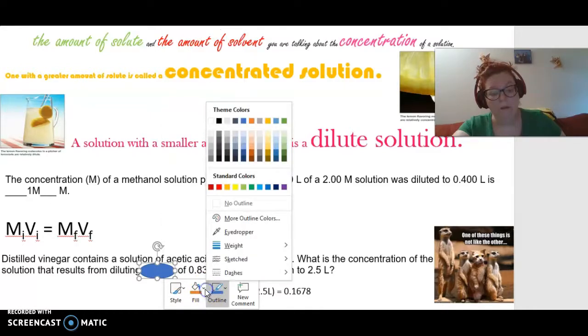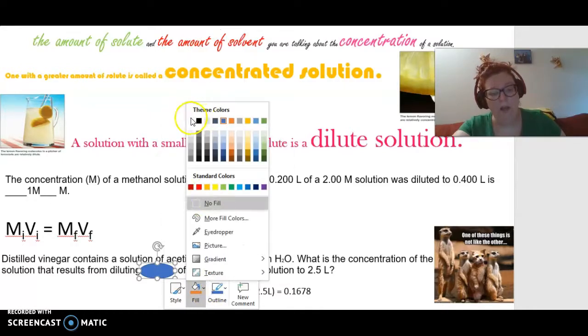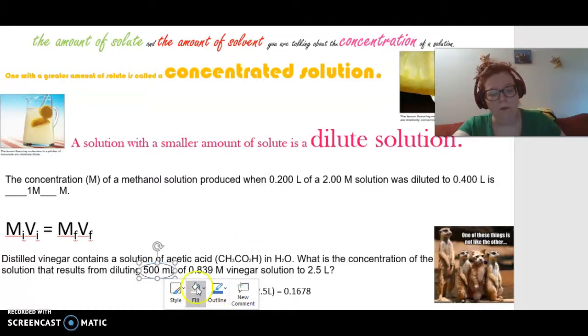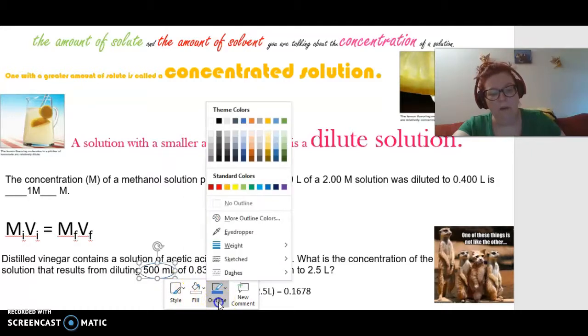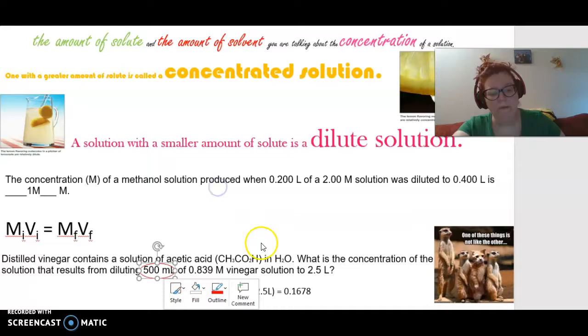Fill. Fill! Yeah, no, not that kind of fill. No fill. Outline. Let's go red. Red's my favorite. See it? Yeah. See the milliliters?